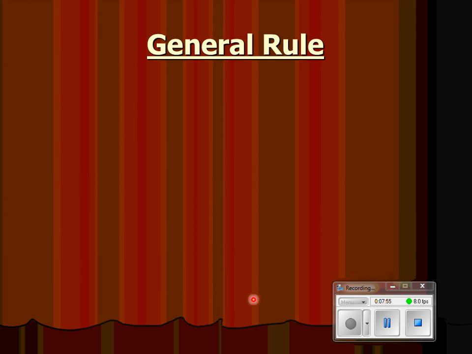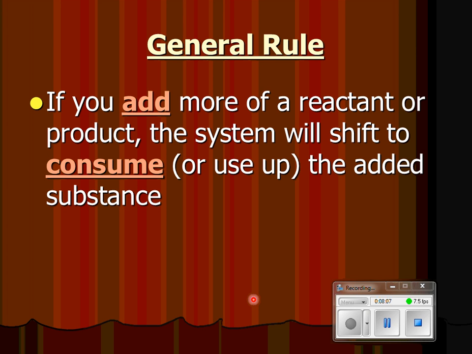Now, I call this common sense. But I don't want to say that in a rude way, because it is something you have to think about. But if you think about this from a logical point of view, it makes a lot of sense. Okay, so this one says if you add more of a reactant or product, the system will shift to consume or use up that added substance. So let's say you had a system at equilibrium, everything is great, and all of a sudden you come in, you shove in extra reactant.